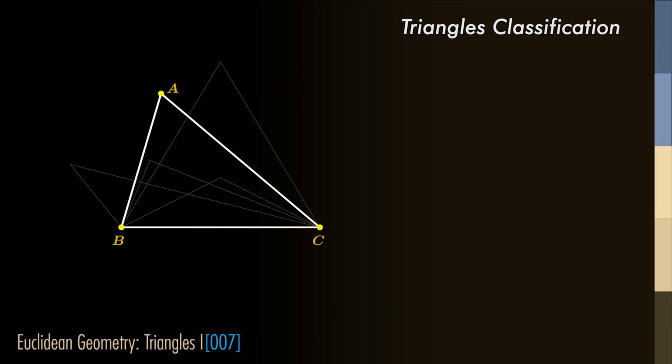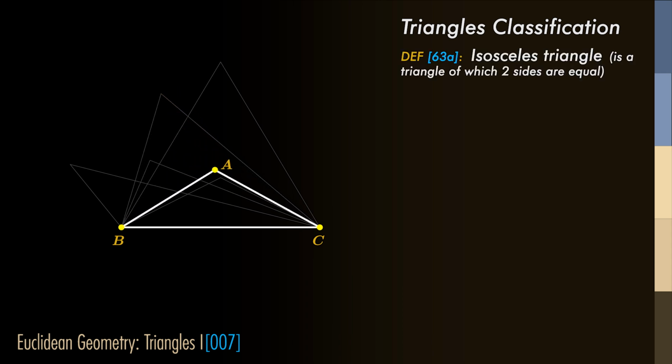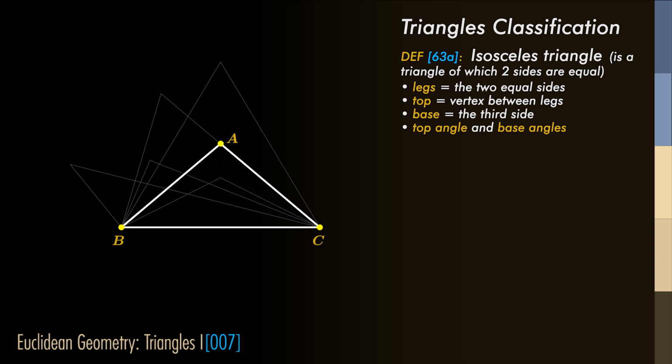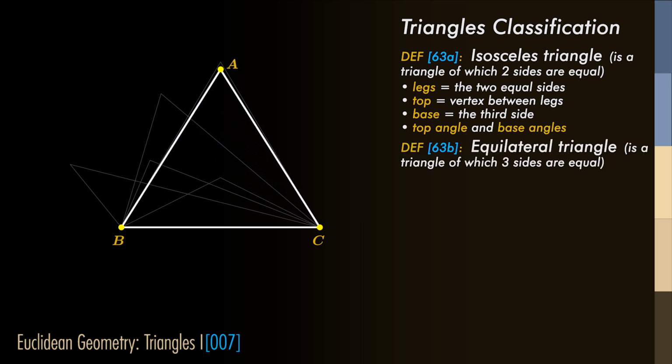It is very useful to classify the different kinds of triangles. A triangle is called isosceles if 2 sides are equal. The 2 equal sides are called its legs. The vertex between those sides is called the top, and the third side is called the base of the triangle. The angles are named top angle and base angles. A triangle is called equilateral if the 3 sides are equal.